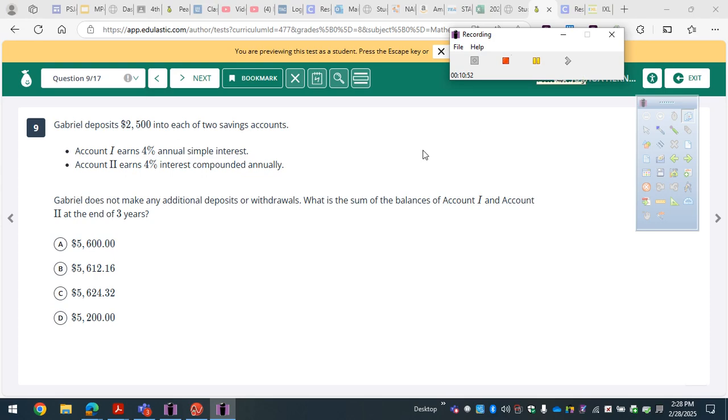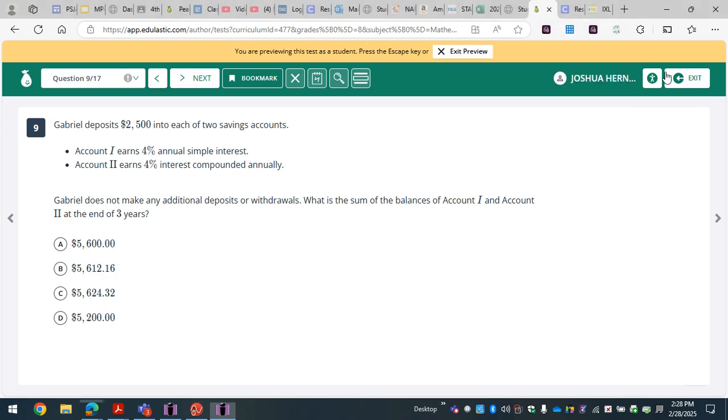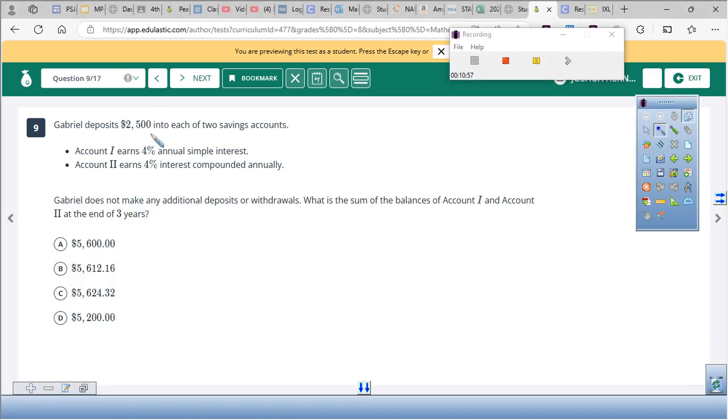Okay, so this one here, it's going to be several problems in one, but it's pretty doable. All of it's pretty easy. So Gabe will deposit this much, that's the principal, into two savings accounts. Account 1, so this is going to be my R. And account 2 will be my R for account 2. And no more additional withdrawals, deposits.